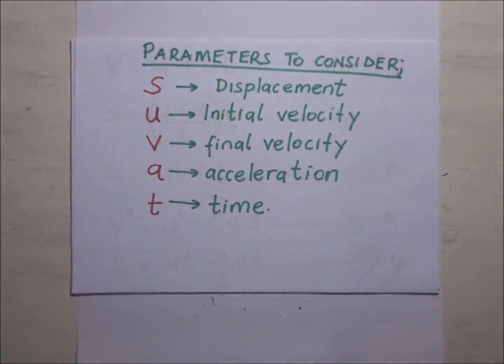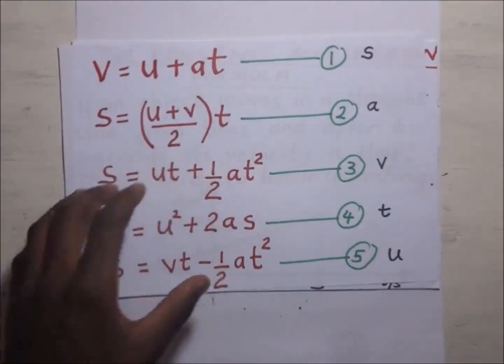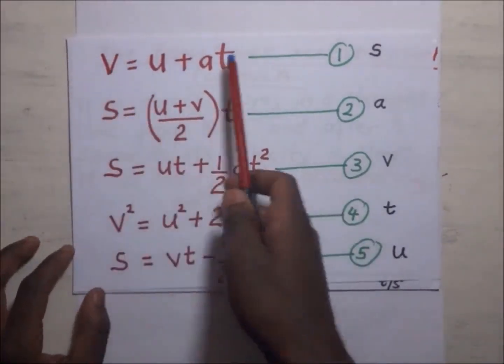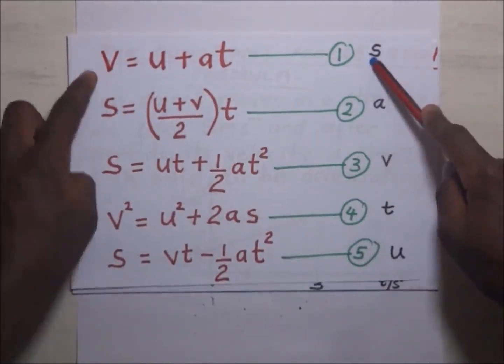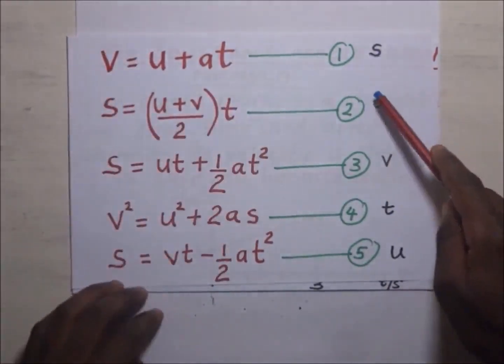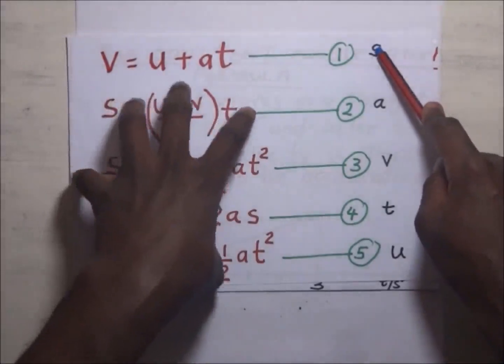And so it means that as we are deriving these equations, we have to keep in mind in some of our substitutions that there are certain parameters that we will be deliberately leaving out for us to be able to attain the equation we're trying to derive. For example, in the first equation of motion, it is S that is missing. There's no displacement here, but displacement is in all the rest of these equations.